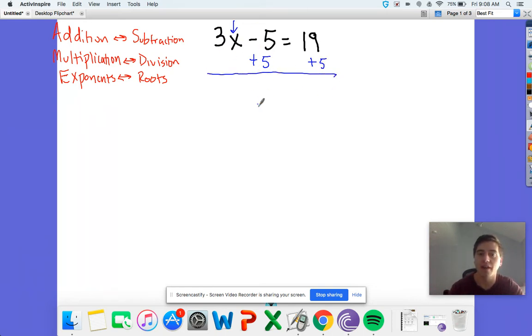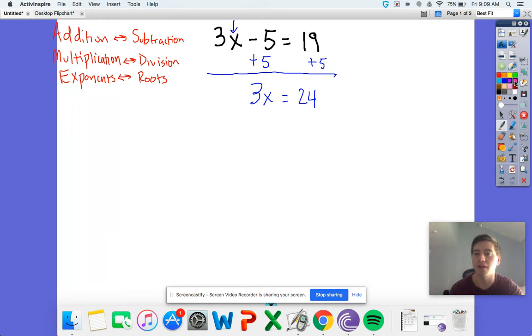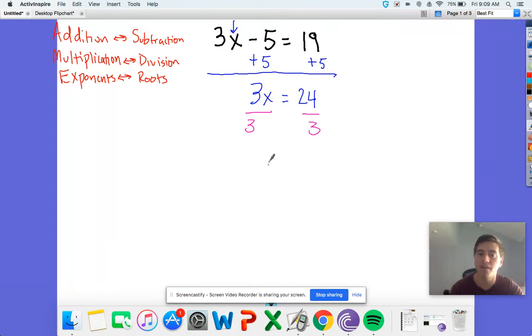That's 0, so it goes away, and the 3x just comes down. 19 plus 5 is 24. Okay, x is closer to being alone, but still has this 3. That means times 3, right? 3x is times 3, so that's multiplication. The inverse of that is division, so we're going to divide by 3. How does that help us? 3 divided by 3 is just 1. So this is x equals 24 divided by 3 is 8.